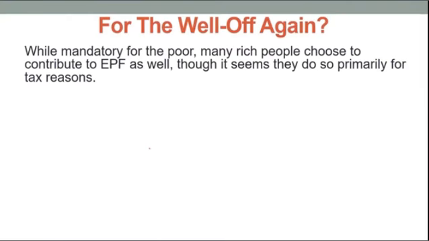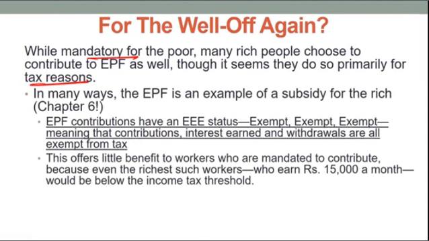Now another problem is that even though it's mandatory for the poor and they don't like it, rich people also contribute to EPF. Now, why do they contribute to EPF? Because of tax reasons. EPF, as we know, is an example of a subsidy for the rich. So it's very similar to what we discussed in chapter 6. Now, EPF contributions have an exempt status. They are exempt at all three stages: contribution, interest, and during withdrawal.